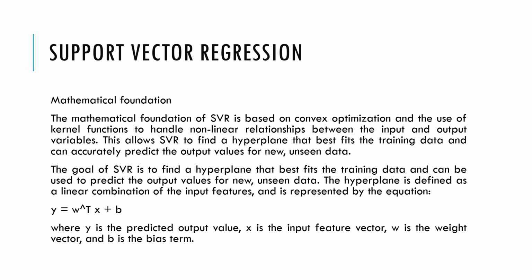The hyperplane is defined as a linear combination of the input features and is represented by the below equation. Y = WᵀX + B, where Y is the predicted output value, X is the input feature vector, W is the weight vector, and B is the bias term.